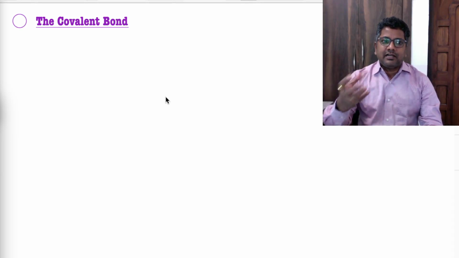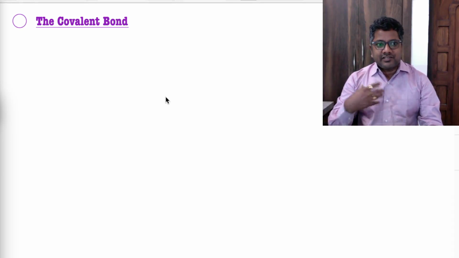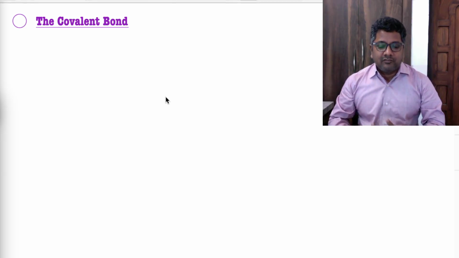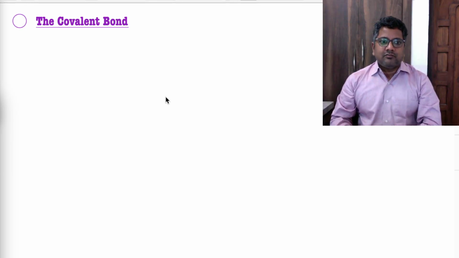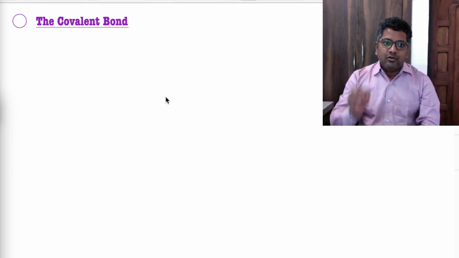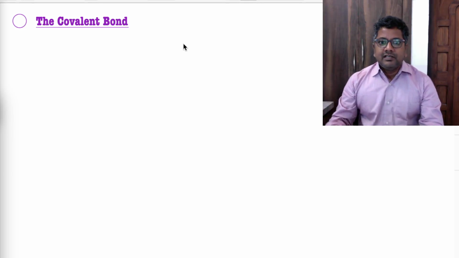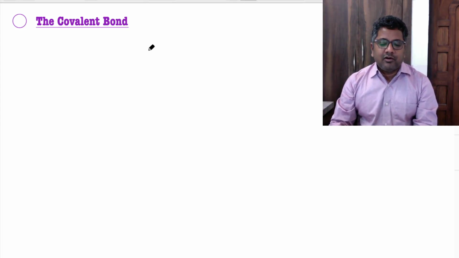So whatever we are drawing on the paper or on the board, whatever structure of any molecule we sketch, that is a model of that molecule. It is not the perfect structure or the true structure of that molecule, but very close to reality. So our second model is the covalent model of any molecule, covalent bonding.